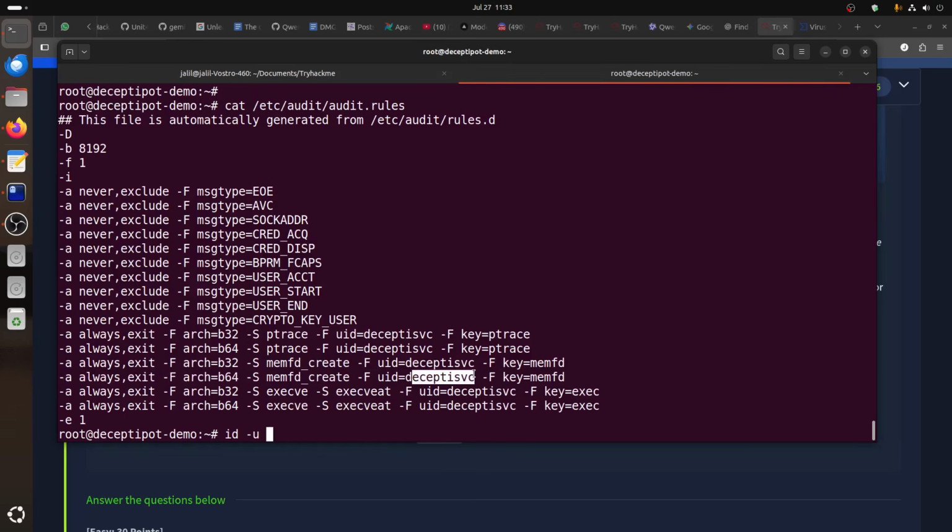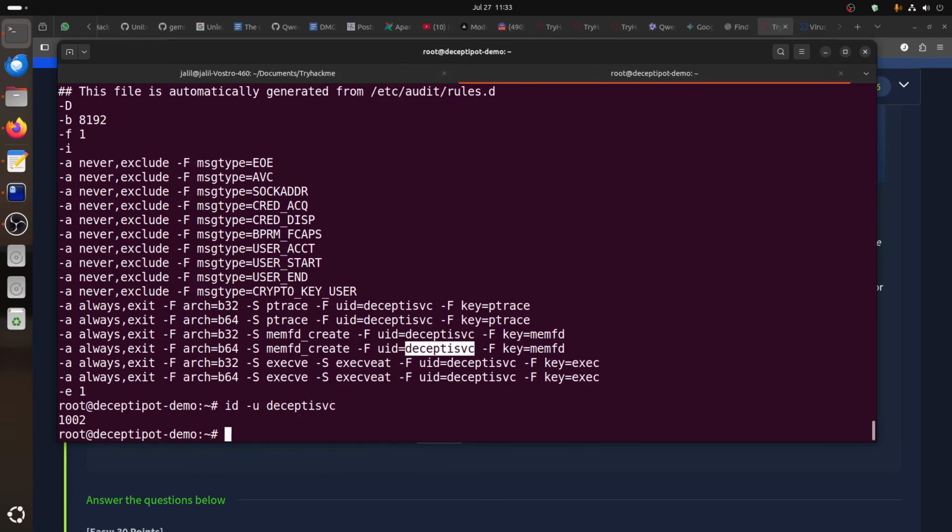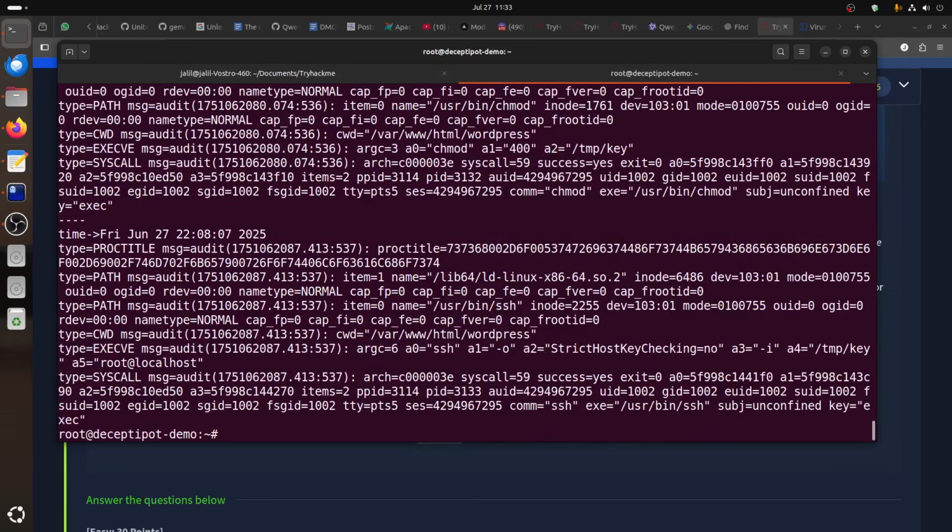So we can filter the noise a little bit. The ID is 1002, so we can clean our search. We can say ausearch, and we can do minus k, the key that we have, and then minus i, and say only for this user we are interested in. Then we can get that.